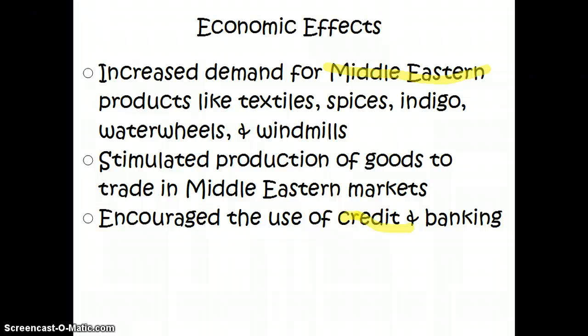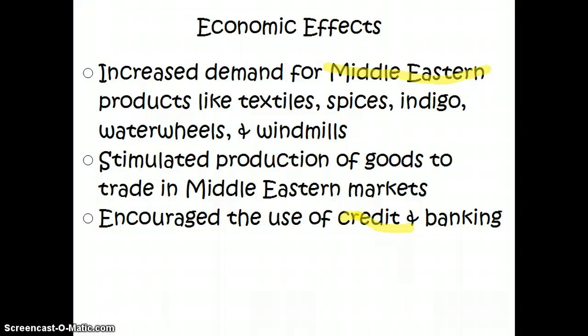Europeans are going to flock towards Middle Eastern products that they didn't have access to before, like textiles and spices and indigo, which is a dye, and the windmills and the water wheels, the inventions of the Middle Eastern culture that we've talked about in the past. They are going to start making, within the guild system, better examples of European craftsmanship in order to have something to trade with the Middle Eastern traders of essentially the Ottoman Empire and the traders in the Byzantine Empire.